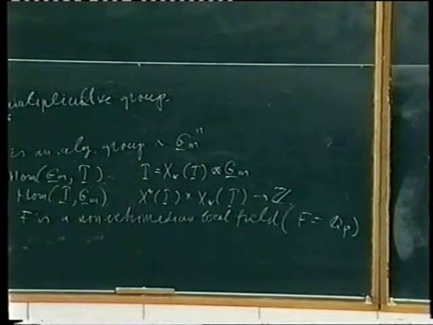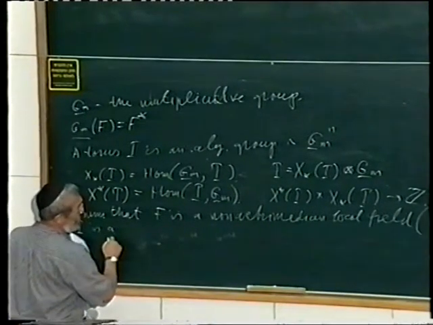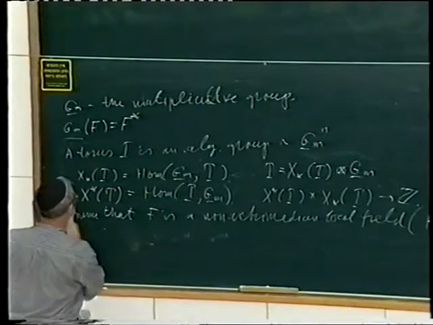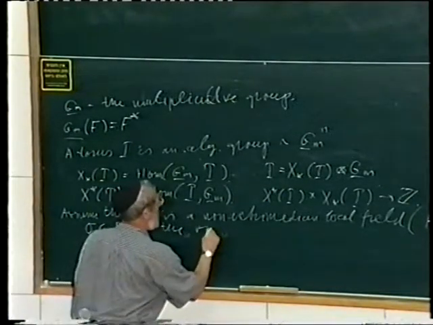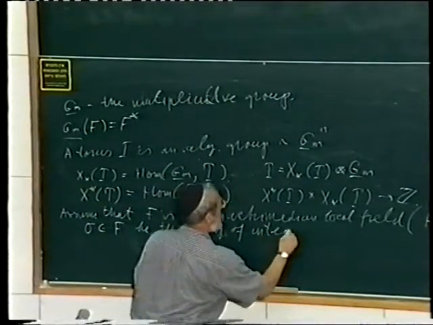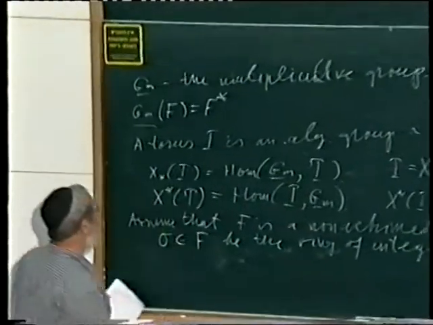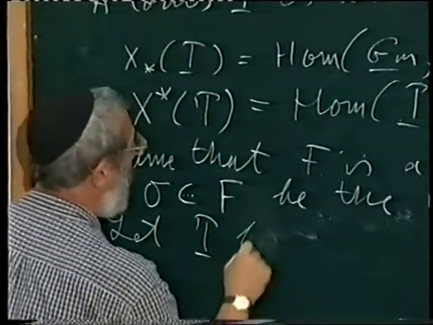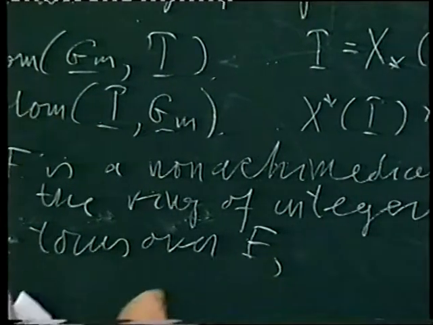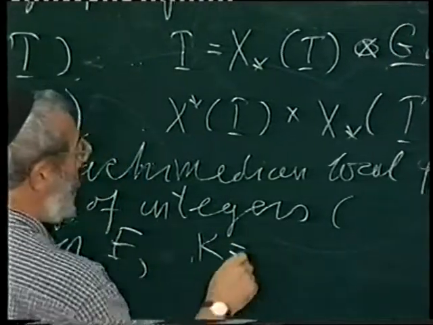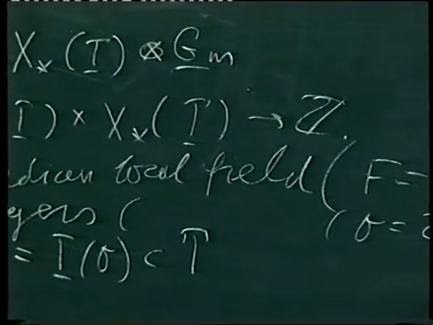Let's study representations of the group T. Let O in F be the ring of integers. So in this case, O is just Z_p. Now let T be a torus, always a split torus, over F. Then K, by definition T of O, is a maximal compact subgroup in T.